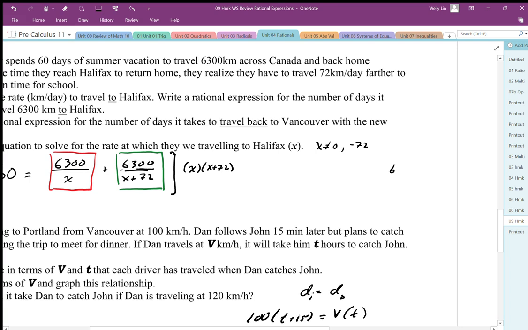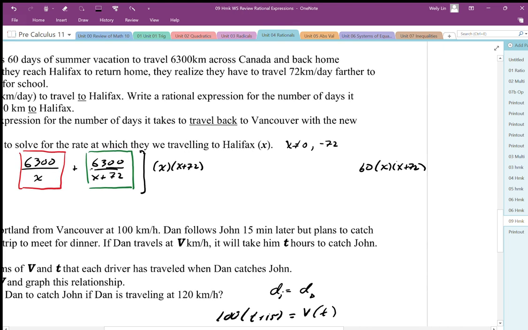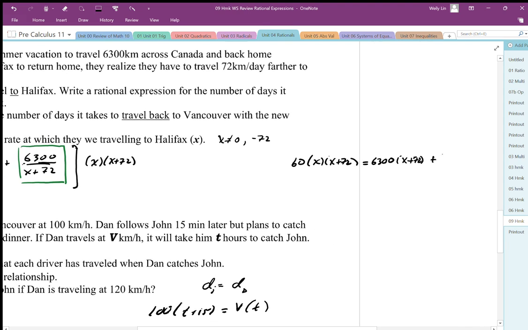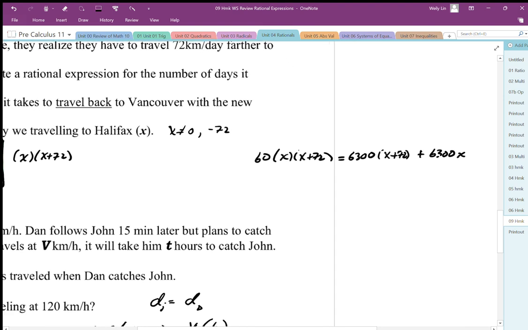So it's going to be 60 times x plus 72. Nothing cancels out on the left-hand side. On the right-hand side, we're going to be left with 6,300 in the numerator, and the x's cancel out, so we're going to end up with 6,300 multiplied by x plus 72, which doesn't cancel. For the second part, plus, we're going to be left with the 6,300 kilometers in the numerator, and this time the x plus 72's cancel out, so we end up with x. So there's our equation.